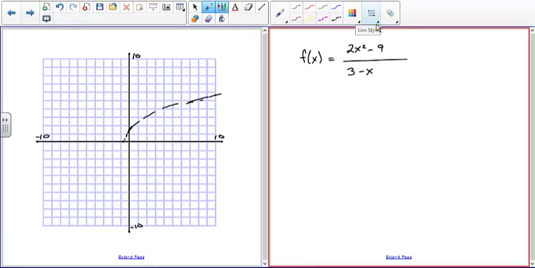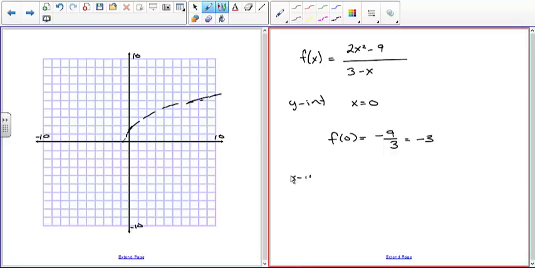Okay, now what we have here is a rational function, and we need to know where the rational function equals 0. So let's do two things. Let's do the y-intercept first. The y-intercept is where you set x equal to 0. So this term goes to 0 and that term goes to 0. What you're left with is f of 0 equals negative 9 over 3, which is negative 3. Okay, so that's the y-intercept.